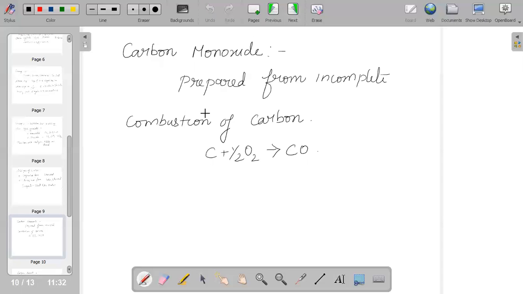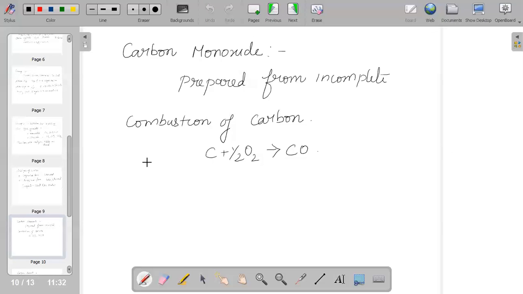When we are talking about the different compounds, we have carbon monoxide. How is it prepared? Carbon monoxide is prepared by incomplete combustion of carbon, and there may be many more commercial or laboratory methods of preparing carbon monoxide.